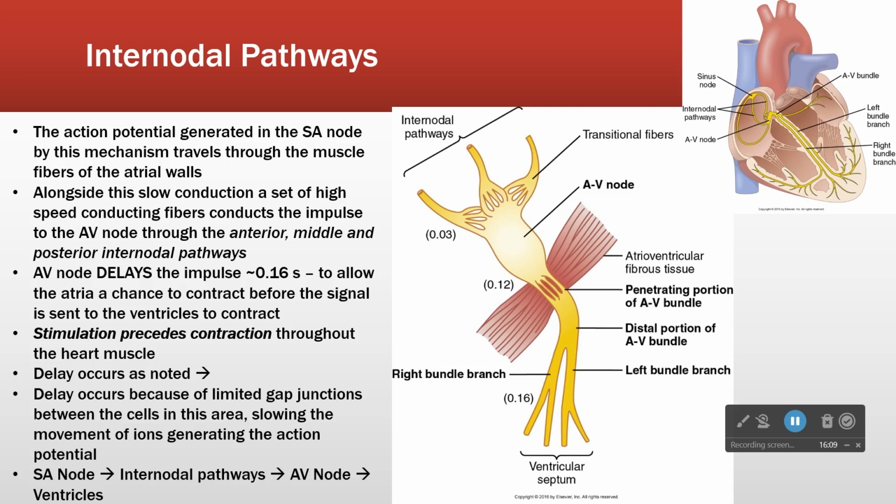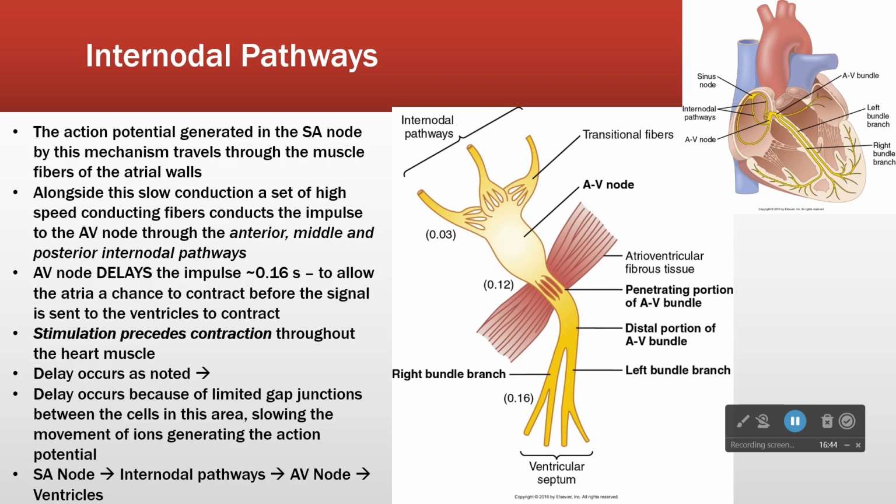All right, so it's a little bit like watering a lawn with one of those hoses that has lots of little holes in it, right? The water goes through the hose really fast, but the water leaks out along the way, and that's the depolarization signal. It's leaking out along the way as we're going through. So there's three of those internodal pathways, an anterior, a middle, and a posterior. They all arrive at the same place at about the same time, and that's at the AV node.